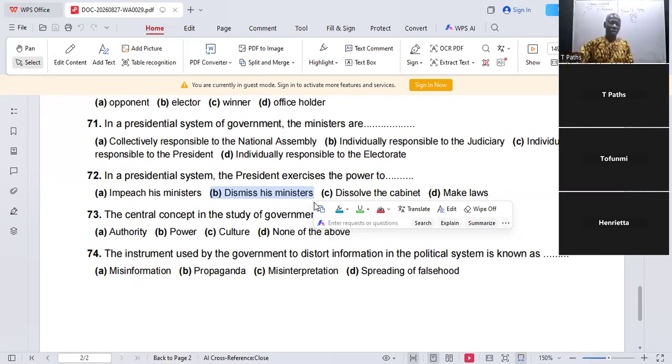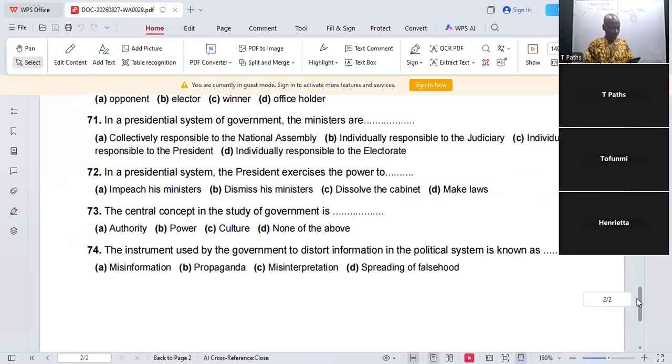No. The executive has the power to remove any minister, just like the way a governor has the power to remove his commissioner at the state level. So the presidency equally has the power to remove any minister who has failed to carry his vision along. So take note. The last question, 74.